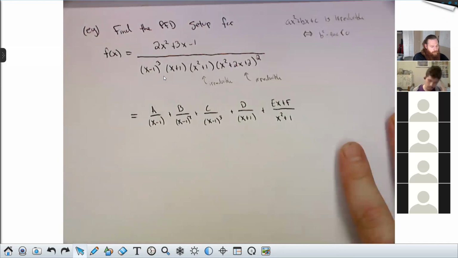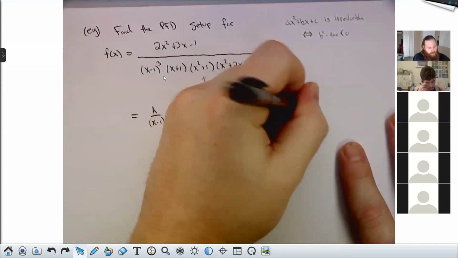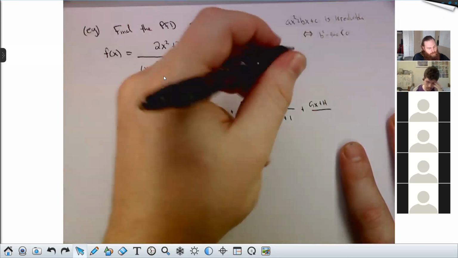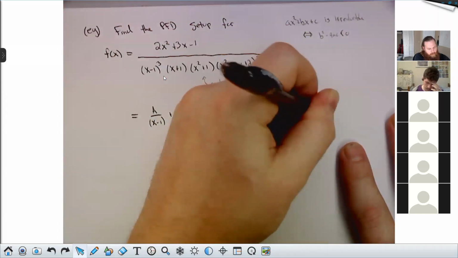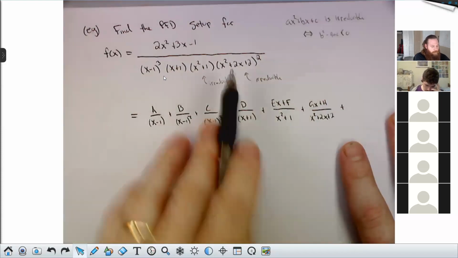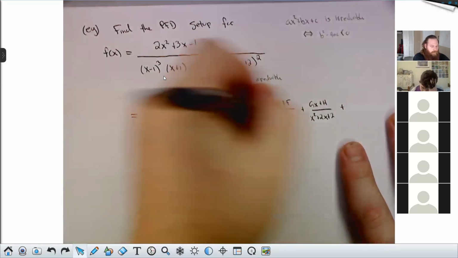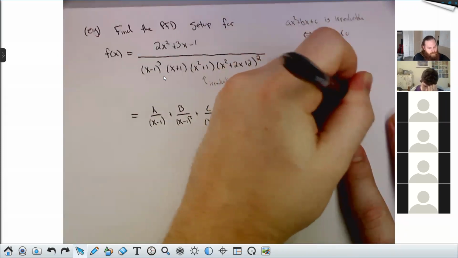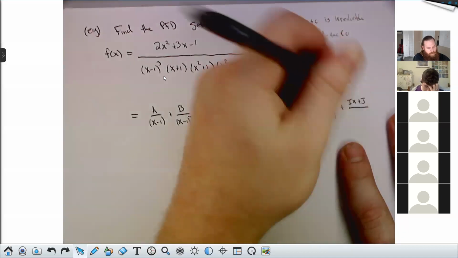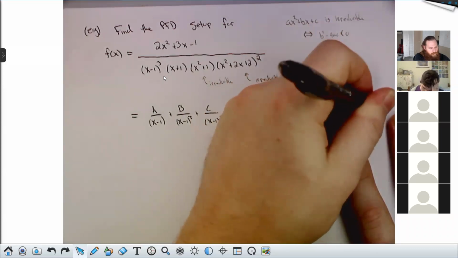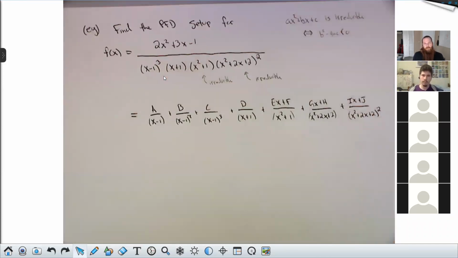And then we have our repeated irreducible. So that would be gx plus h over x squared plus 2x plus 2. And since it is repeated, we have to build up to its multiplicity. Its multiplicity was 2. So this would then be ix plus j over x squared plus 2x plus 2 squared. That is the PFD setup for this function.